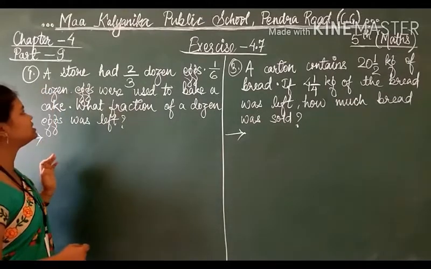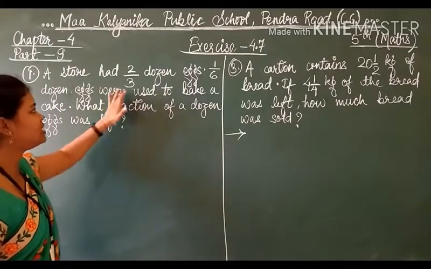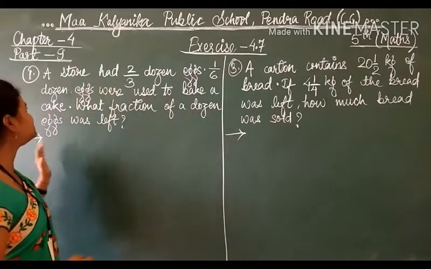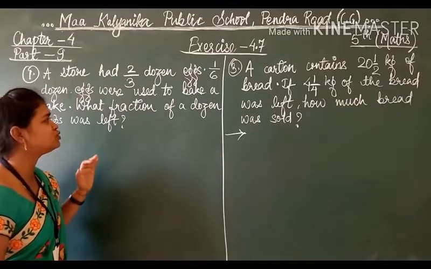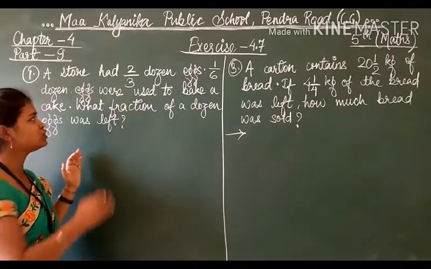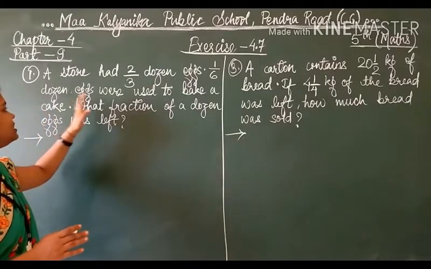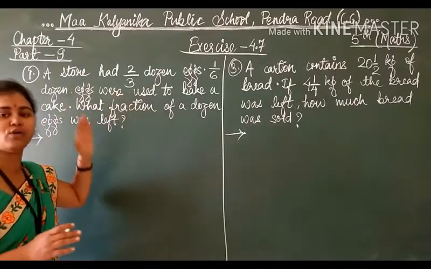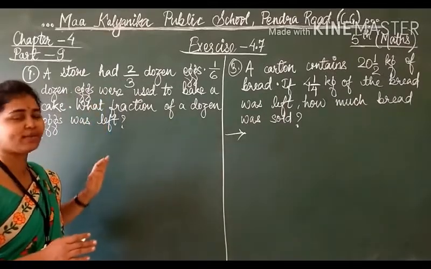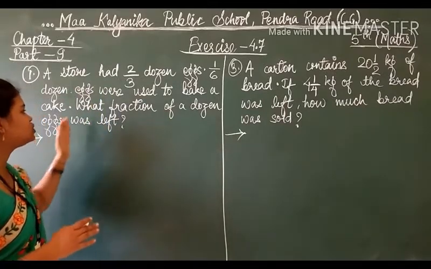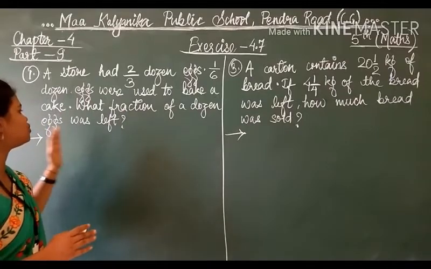So see students, a store had 2 by 3 dozen eggs, and 1 by 6 dozen eggs were used to bake a cake. So 2 by 3 dozen eggs were there, and what is given is that 1 by 6, out of that 2 by 3, was used to bake a cake. So what fraction of the eggs was left?